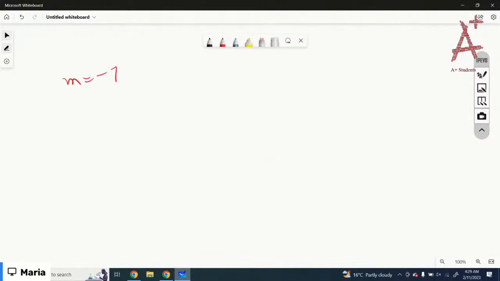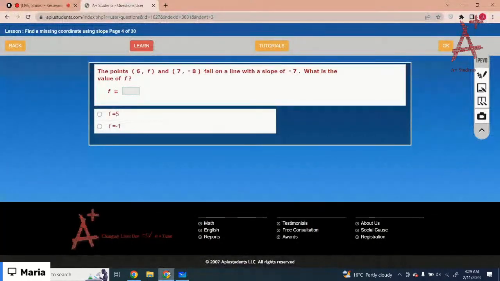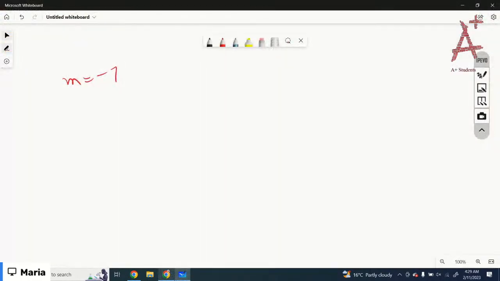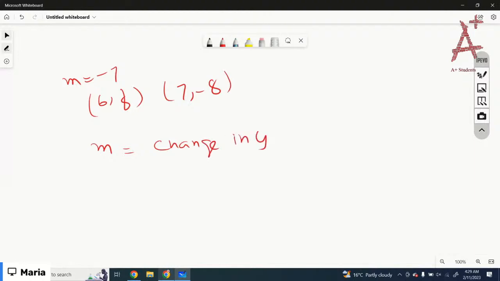M equals negative 7 and the points are 6, f and negative 8. Okay, so just use the formula, that is change in y divided by change in x. So slope, replace all the values.